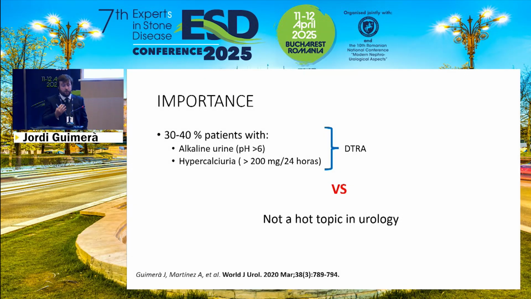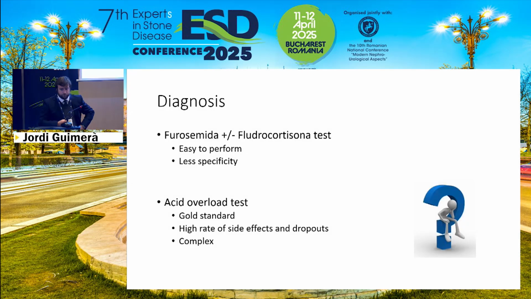So we are talking about this illness, but we have to know if it's important or not, because if it's a rare disease, there is no need to talk about it. Maybe it's more important to talk about idiopathic hypercalciuria, I don't know. But it's important. Almost 50% of the patients with alkaline urine and hypercalciuria have distal tubular renal acidosis. This is a lot of patients, and this illness is not a hot topic in urology. I don't know why, but there are so many patients with this illness.